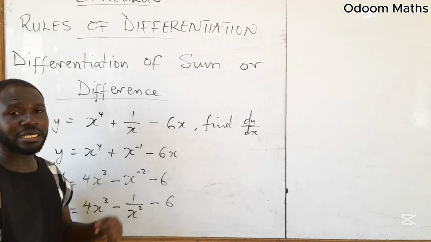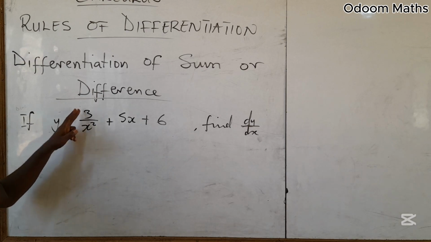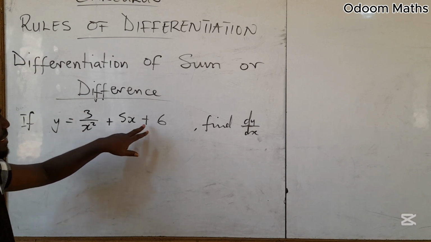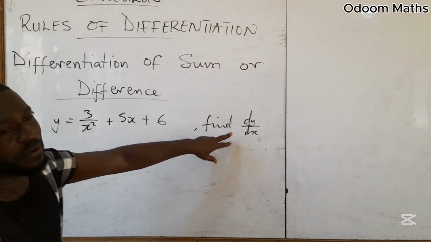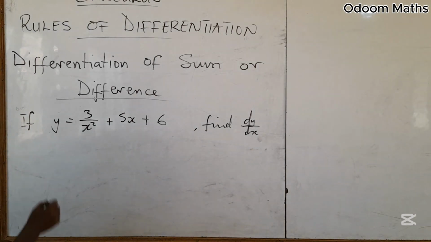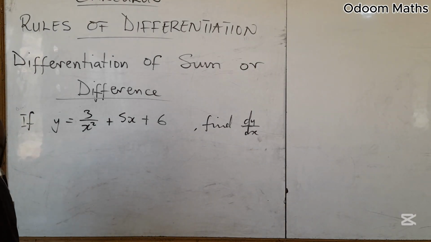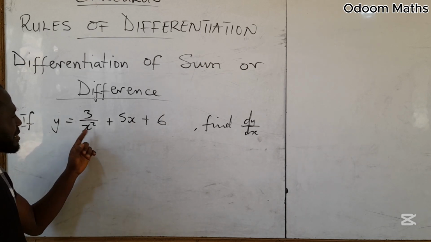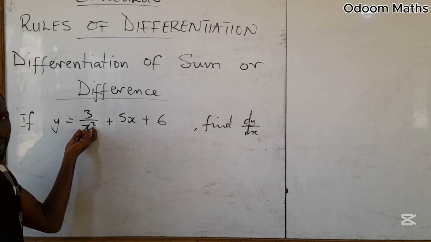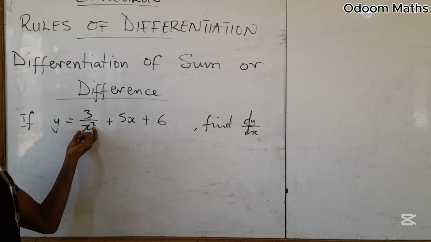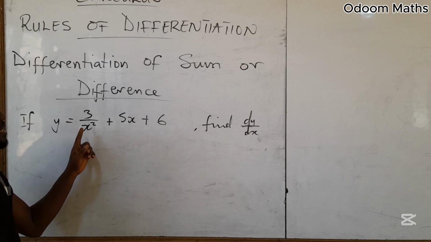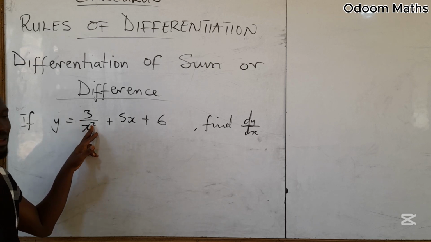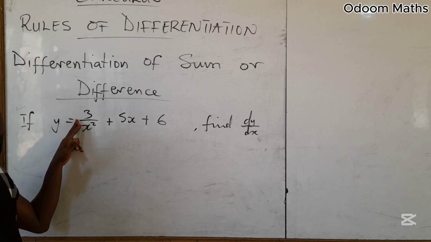Okay, let's take one more example. If y is equal to 3 over x squared plus 5x plus 6, we have to find dy dx. So this one, you can look at it and tell the answer. Be mindful that because this is a denominator, when you write it as 3x squared, the 2 becomes negative, and it will affect this one. So it will be negative 6.